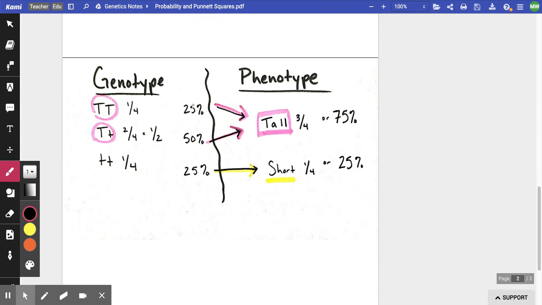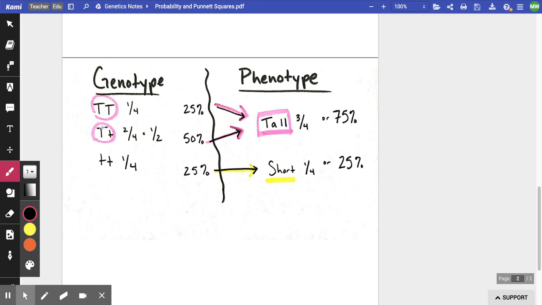These are fractions that we can then convert into percentages. So 25% capital T, capital T, 50% capital T, lowercase t, 25% lowercase t, lowercase t, and from there we can make an inference about the possible phenotypes for the babies. Anytime there is a capital letter, that indicates that a dominant allele is going to show. In this example, the dominant trait is for being tall, that particular phenotype. So we have two capitals here. That means this 25% will all be tall.